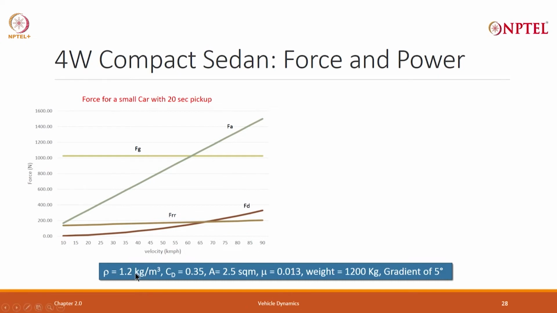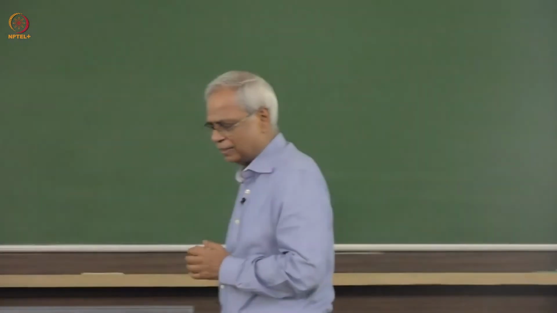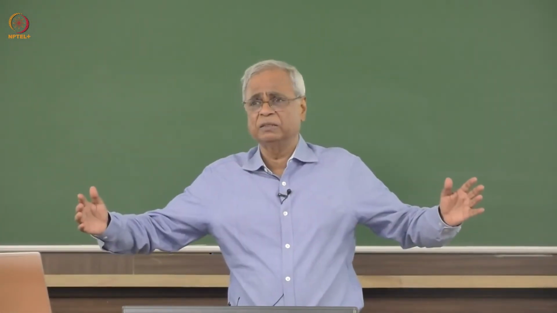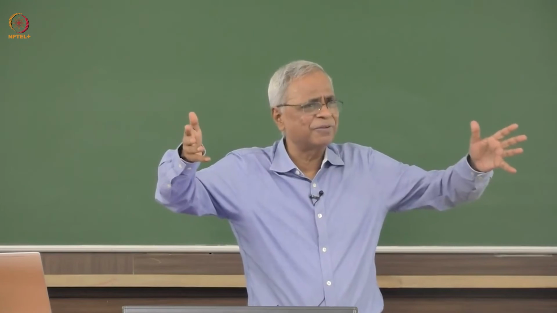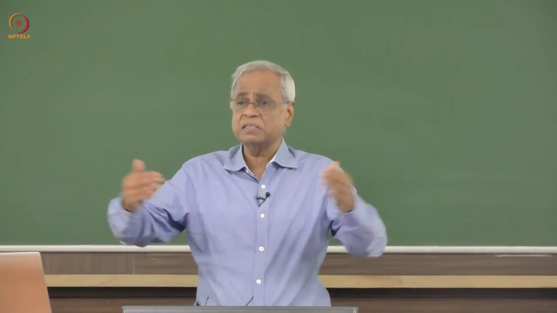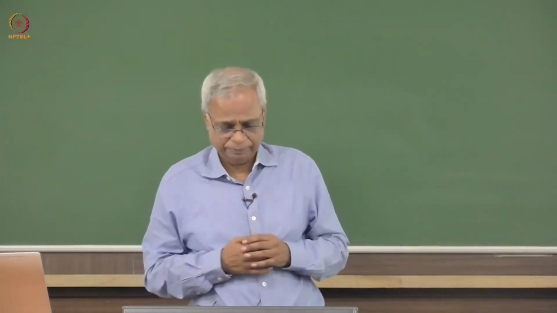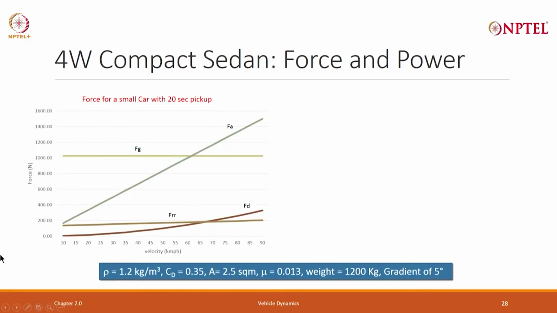The air density remains same, the drag coefficient is 0.35. If you look at the drag coefficient that I talked about yesterday, you will see the 0.35 for a sedan kind of vehicle, compact sedan. It is a compact, not very large vehicle. It is a little bit like your Ambassador vehicle of yesteryears. Area is larger, 2.5 square meter, even larger than the three wheeler. What happens to all these forces? Look at the forces. Gradient of even 5 degrees is about 1000 newtons.